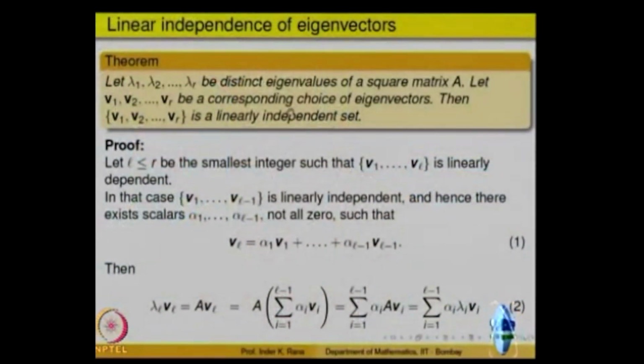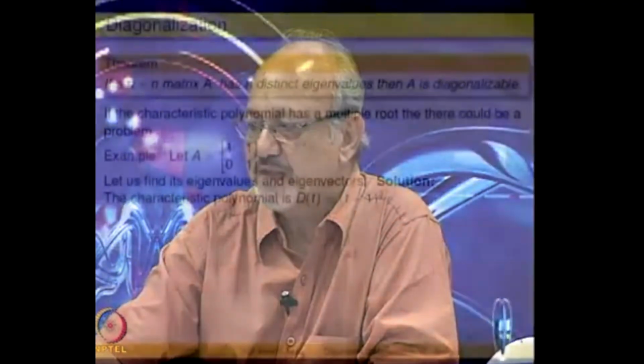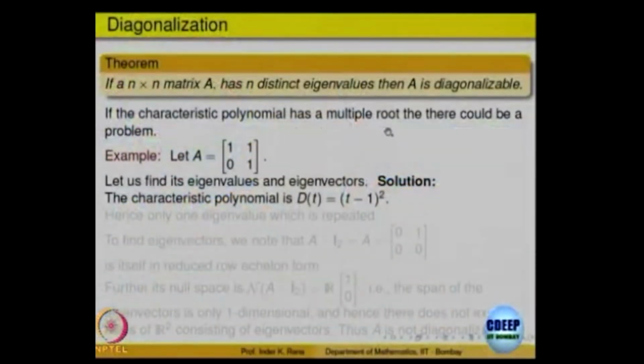So the theorem says that if lambda 1, lambda 2, ..., lambda r are distinct eigenvalues of a square matrix, and you pick an eigenvector for each one of these eigenvalues, V1, V2, ..., Vr, then that is a linearly independent set. That means the eigenvectors corresponding to distinct eigenvalues are linearly independent. So in case all eigenvalues are distinct, then you will get n linearly independent eigenvectors. You are very lucky. If not, then the problem can come. The problem can come if the characteristic polynomial has multiple roots.